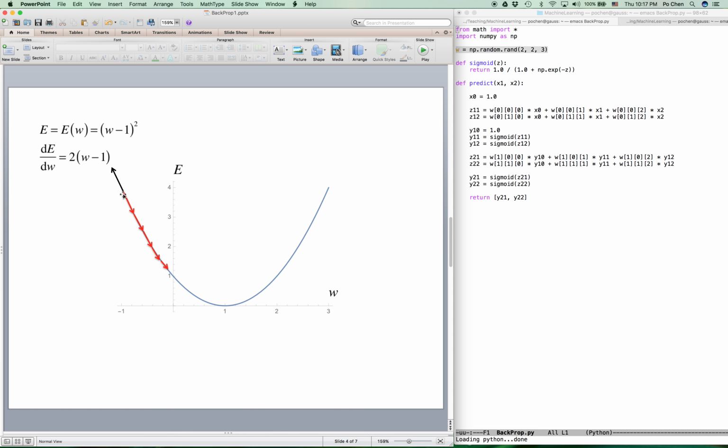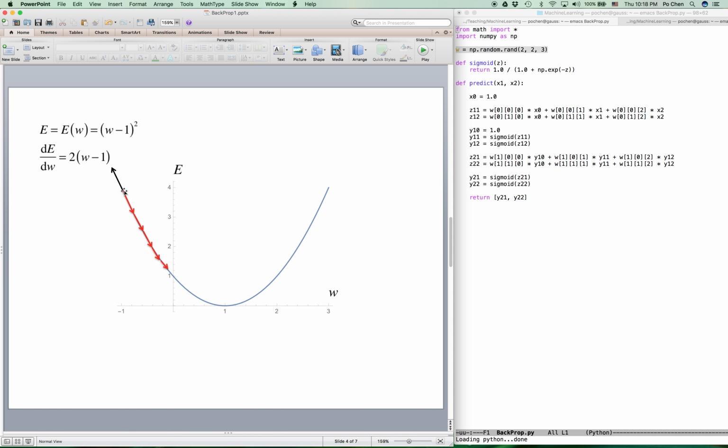So maybe we start from this point. This point is not the point that can actually make E smallest, right? This is the point that makes E smallest. But suppose we don't really know where the minimum actually is. In practice, we really don't know. We can just start from some arbitrary location that's given by random numbers, and then, if we can compute the derivative of E with respect to W at that starting point, we can just reverse the direction of the derivative by multiplying by minus 1, right?